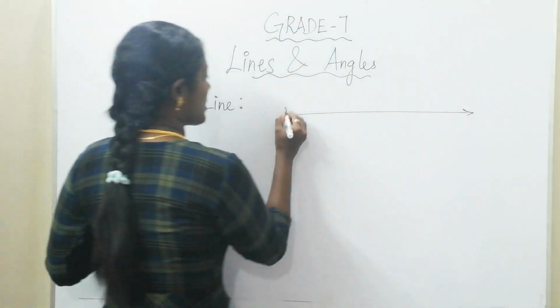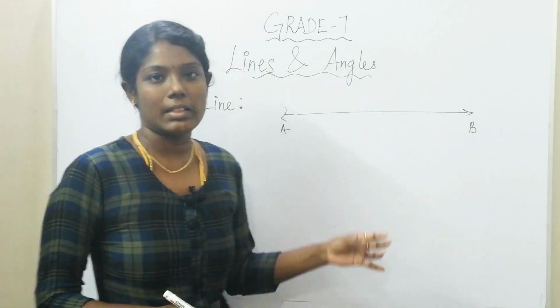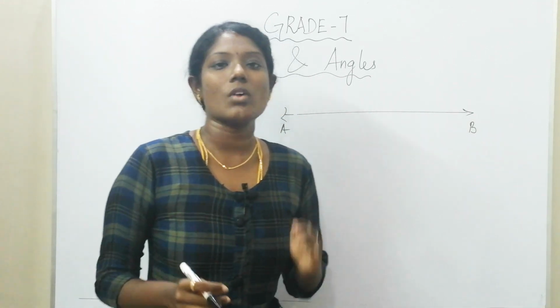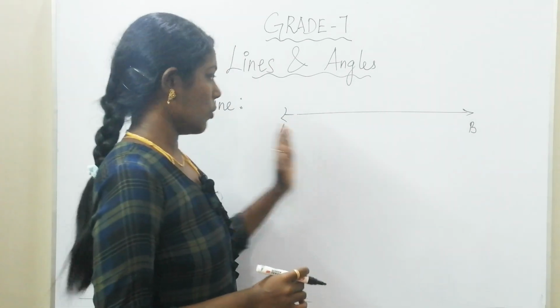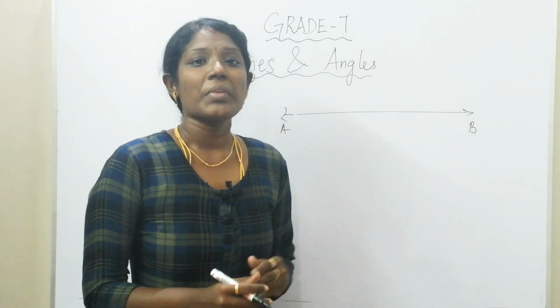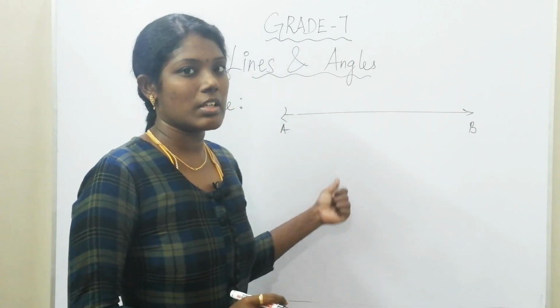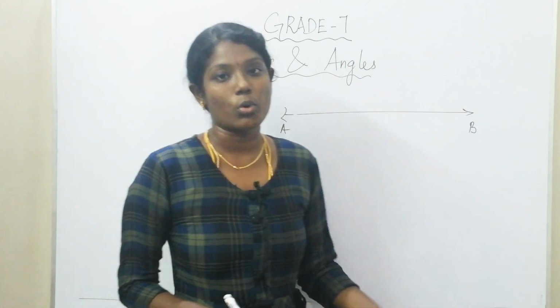So a line can extend on both sides, which is why we say that it is of infinite length. We couldn't tell a line is of definite length. It can extend on this side or the other side here. So a line doesn't have a definite length. It has an infinite length, and it can be extended on both sides.